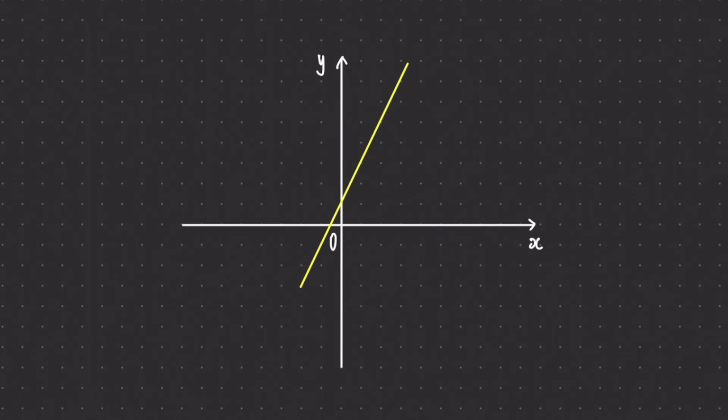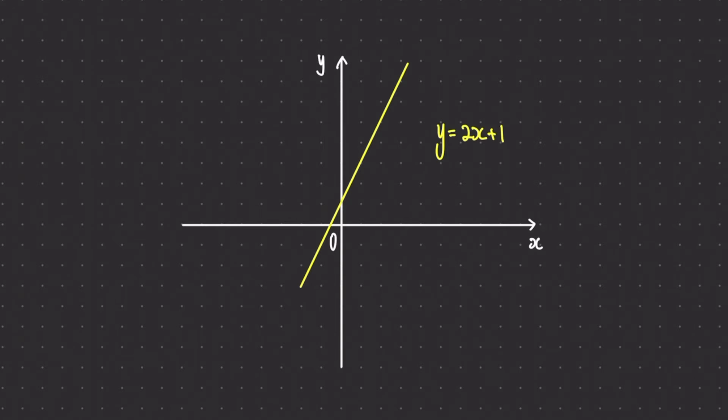So we have here a straight line on a set of axes, and the equation of this straight line is y equals 2x plus 1. We can check that the gradient is 2. For every 1 we go across, we go up by 2.